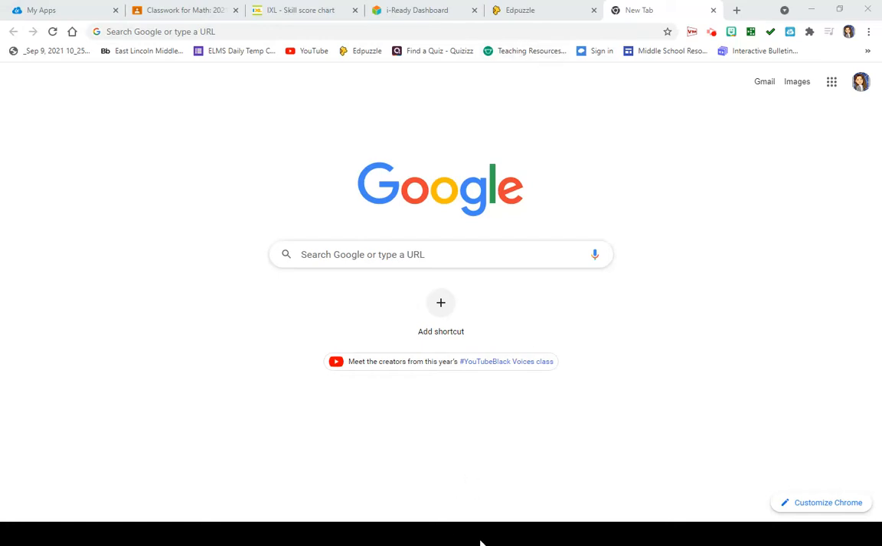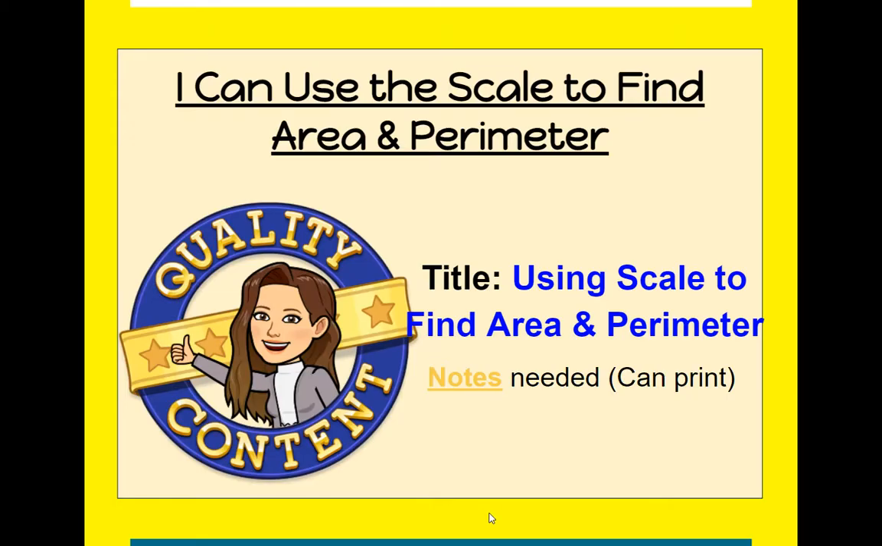Remember, when you're out, I try my best to always have the video for you guys so that you can kind of watch the class. So again, using scale to find area and perimeter. This is going to be page 29. And if you'll also write that down on page 29 as well.